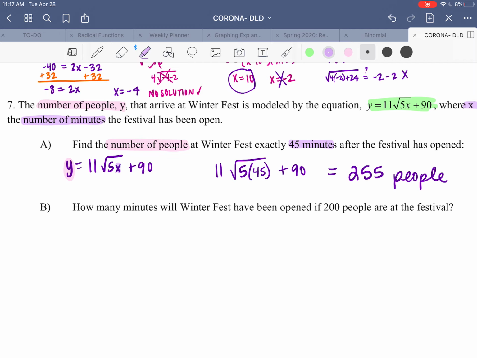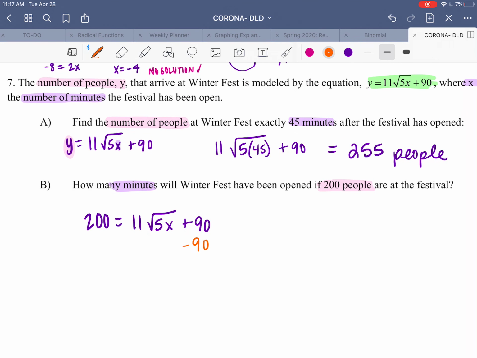And then this next one is asking how many minutes, our purple, it's our x, will Winterfest have been opened if we have 200 people. Okay, so people is our pink, it's our y. So this time we're going to be solving for x. So we're going to plug in 200 for our y. So we're going to have 200 equals 11 times the square root of 5x plus 90.